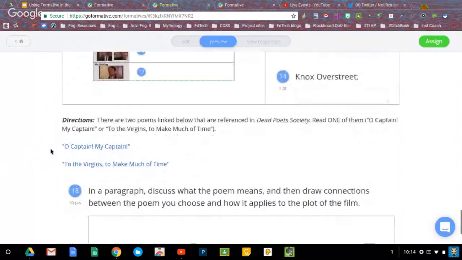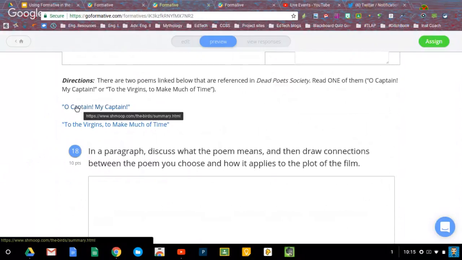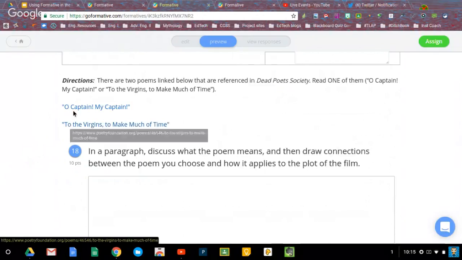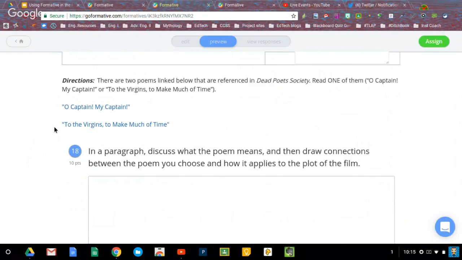And then by the time they get to the end here, I give them two poems that were covered in the film that Mr. Keating discusses in his classroom: Oh Captain, My Captain, and To the Virgins, to Make Much of Time. I want the kids to make connections between what the poem says and how it relates to the film. So I asked them to read at least one of these poems, which are linked here using the feature in Formative. So it will take them directly to the website where the poems are located.